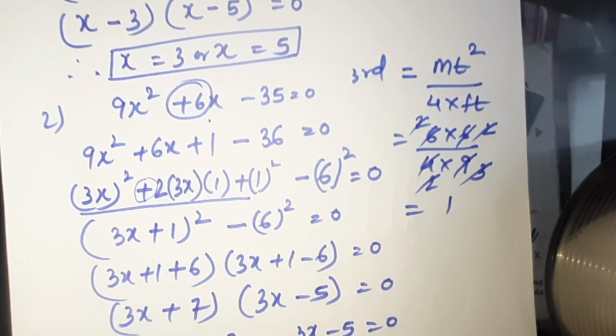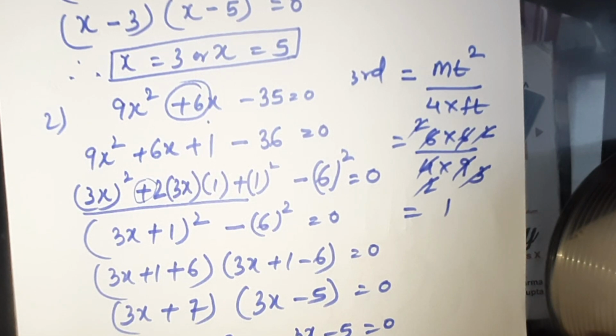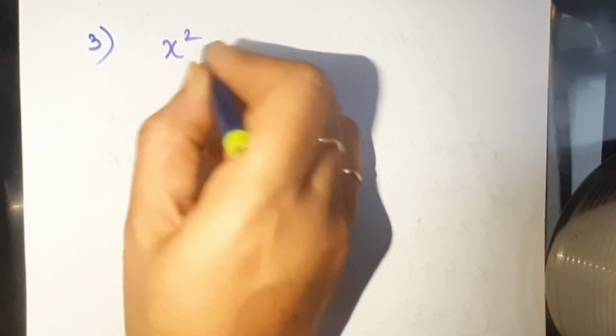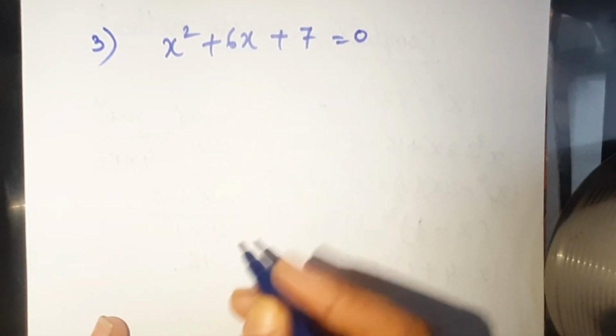So if you are not clear with your concept of middle term factorization, this is one of the easiest ways where you can solve your equations. Let's start with one more example. x square plus 6x plus 7 is equal to 0.